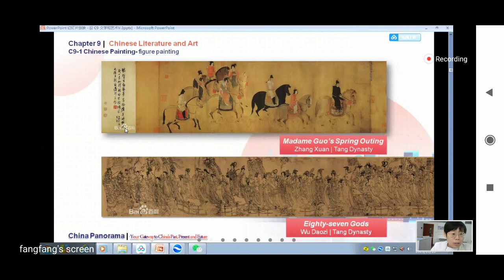And now we go to the Tang Dynasty. As we learned in the history of China before, the Tang Dynasty was a golden time, a golden age in Chinese history. From this painting, we can see the painting is more colorful, more realistic and more detailed.